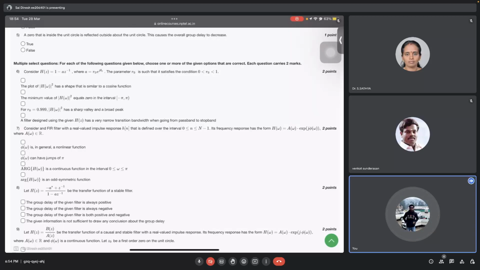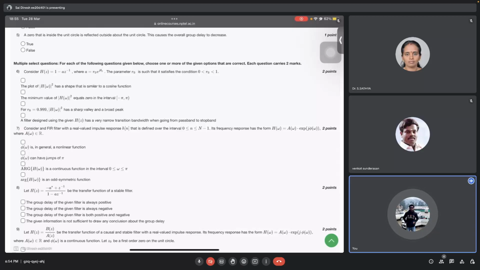Phi of omega is in general a nonlinear function. When the pole or zero is on the unit circle, then we have a linear phase response. But then in general, phi of omega can have jumps of pi. This is also an example you have seen whenever there is a pole or zero on the unit circle, right? And capital arg H of omega, that is the wrapped phase response, is continuous in the interval 0 less than omega less than pi. Is that true?